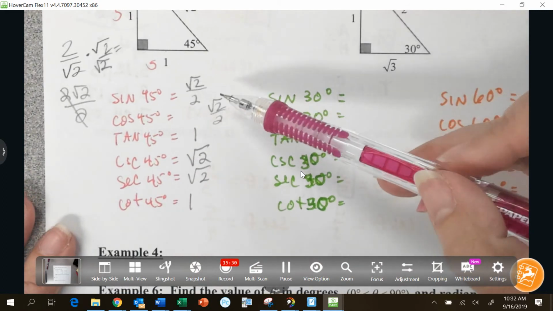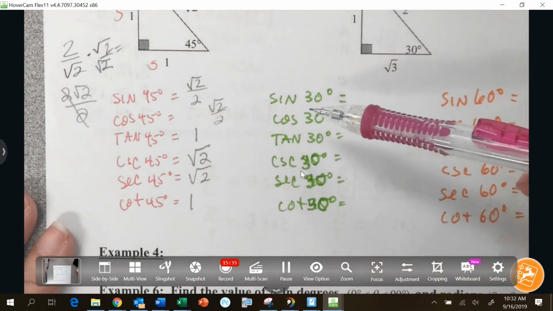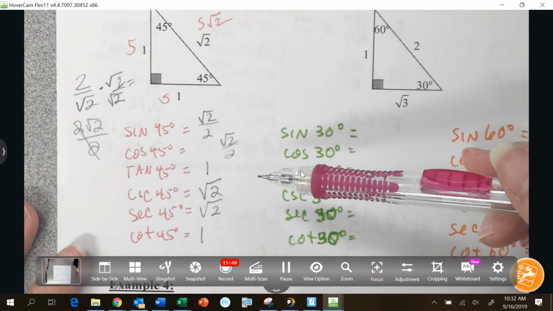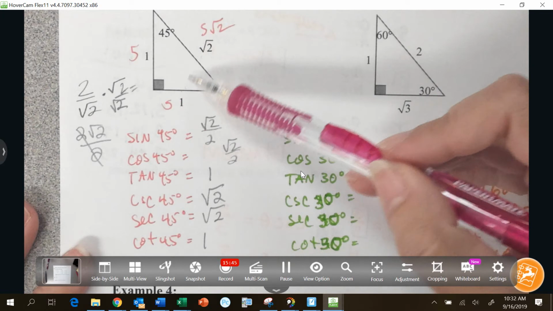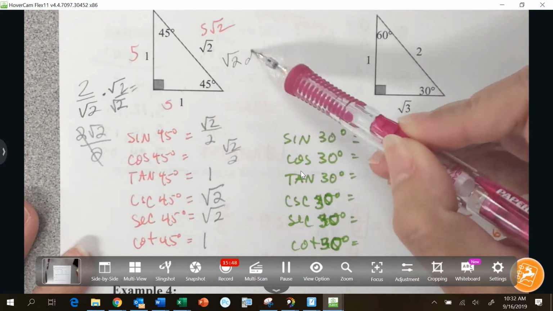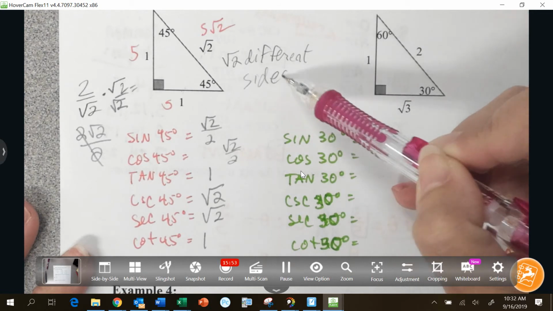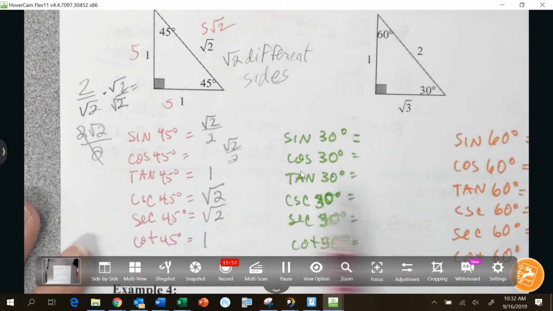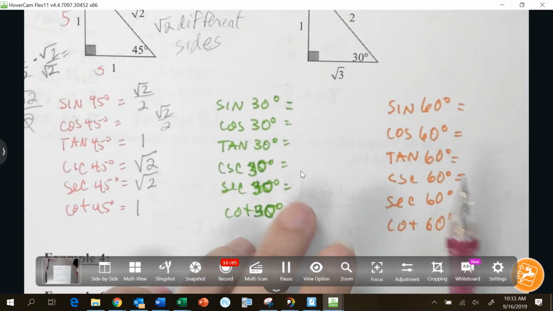So one thing about memorizing these is you won't have to keep rationalizing every time you flip them if you know what they are. Okay? And remember I was talking about on Friday how the 45, where it only has 2 different sides, is the one with the radical 2. So the only radical 2's in any of these 3 special right triangles are going to be in the 45's. You'll have no radical 2 in any of these.